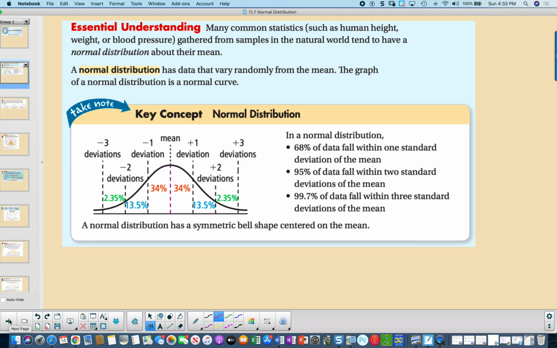In a normal curve, these things happen. 68% of the data fall within one standard deviation. 95% of the data fall within 2 standard deviations. 99.7% of the data fall within 3 standard deviations. The normal distribution has a symmetric bell shape centered at the mean.